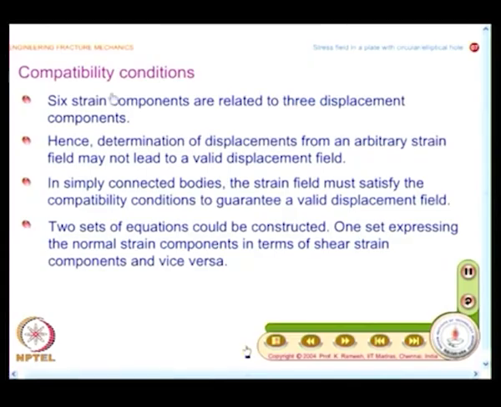And if you look at the compatibility conditions, 2 sets of equations could be constructed, which you may not have noticed earlier. You can actually have one set expressing the normal strain components in terms of shear strain components and vice versa. So, on the left hand side you will have normal strain components, on the right hand side you will have a suitable combination of shear strain, and you will have on the left hand side shear strain components and suitable combinations of normal strain. We would look at them.